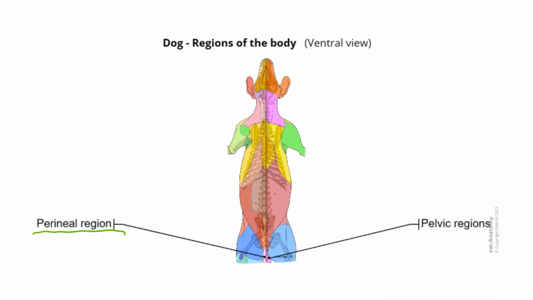So the only region that wasn't mentioned in the previous slide of the ventral perspective is the perineal region, which is right here.